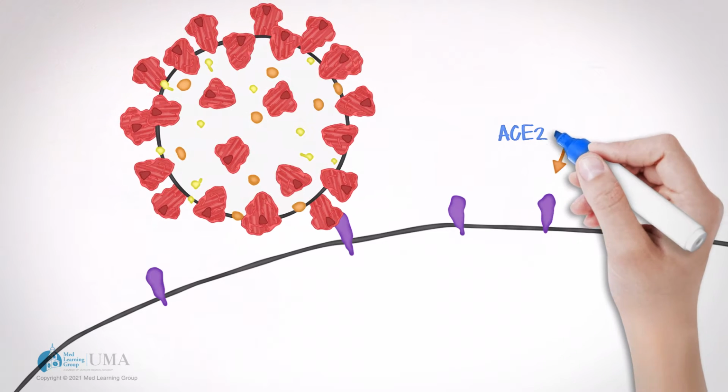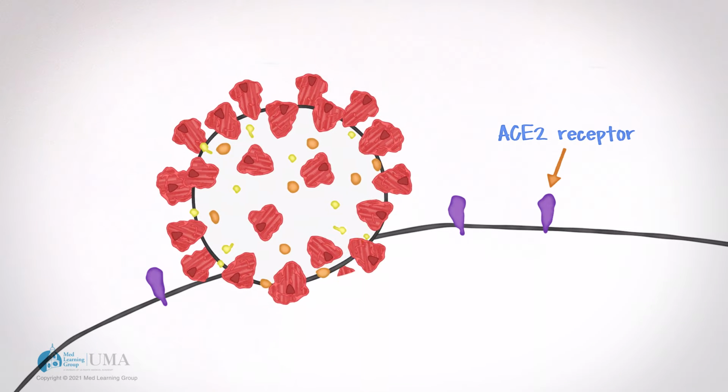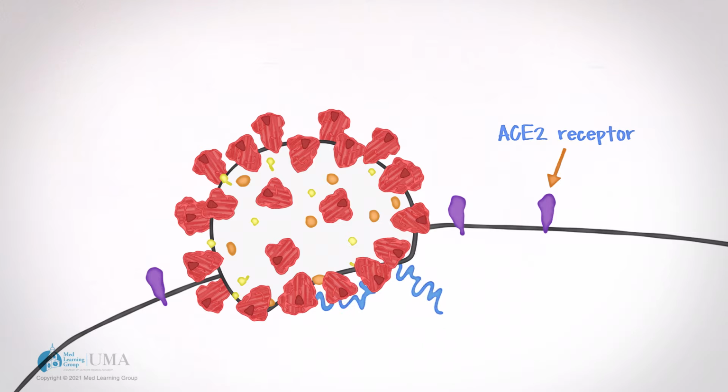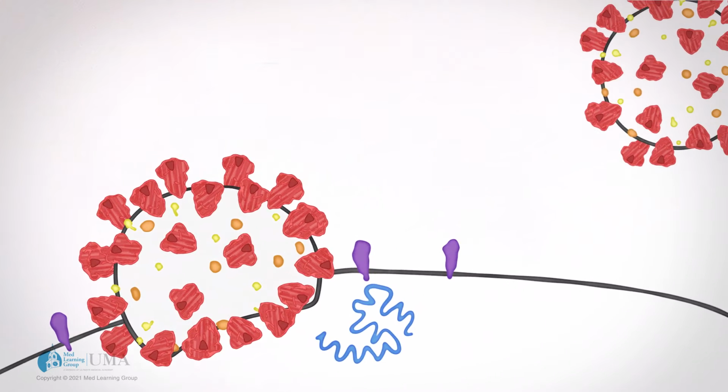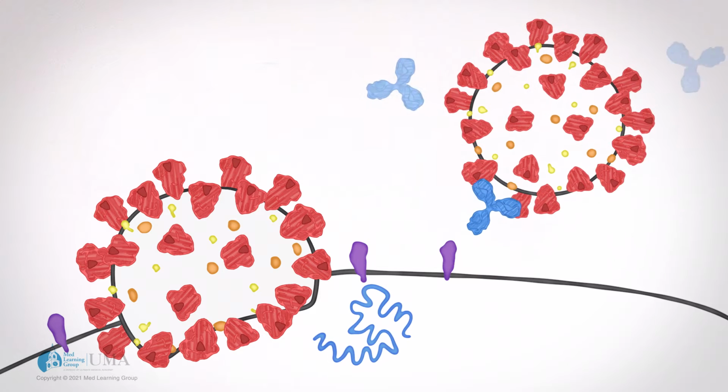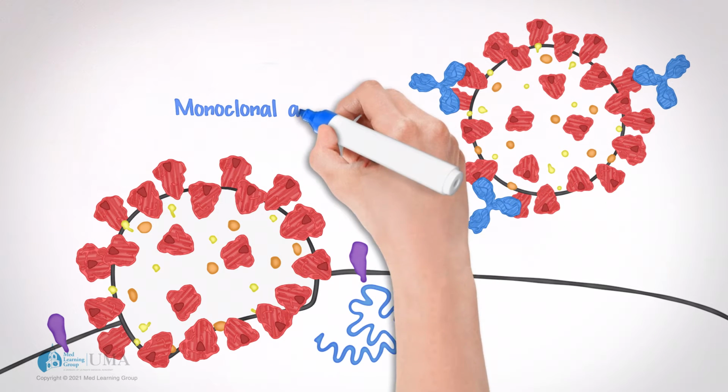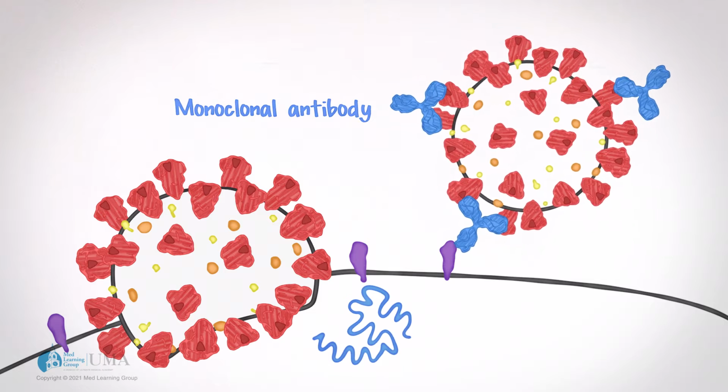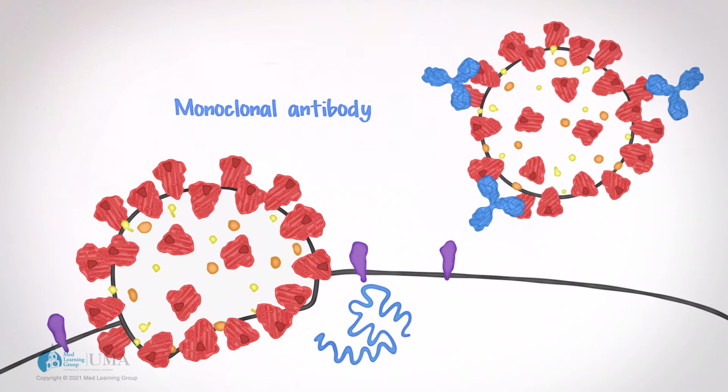The spike protein of SARS-CoV-2 contains a receptor binding domain that binds to the ACE2 receptor on host cells to facilitate viral entry. Monoclonal antibodies that bind to the receptor binding domain prevent viral attachment, thereby neutralizing the virus.